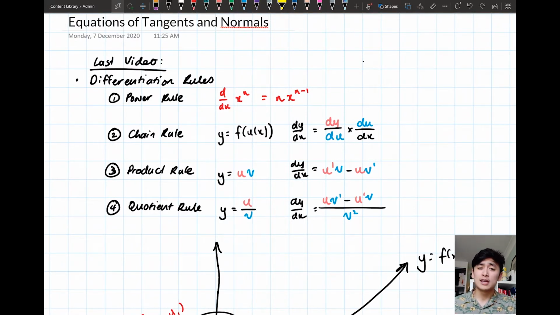And so we went through these four differentiation rules to help us find the derivative of different functions. We also did a few questions where we found the gradient of the tangent at any given point. That's what we're going to focus on in this video: finding the equation of that tangent, the equation of that line at a point on our function, and also talking about another thing called our normal.